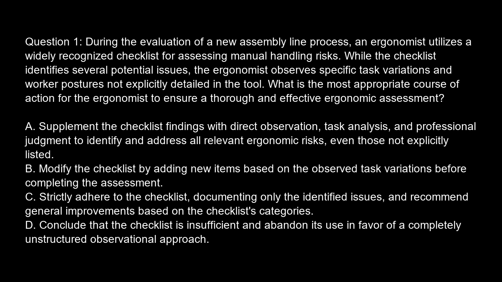Option A. Supplement the checklist findings with direct observation, task analysis, and professional judgment to identify and address all relevant ergonomic risks, even those not explicitly listed. Option B. Modify the checklist by adding new items based on the observed task variations before completing the assessment. Option C. Strictly adhere to the checklist, documenting only the identified issues, and recommend general improvements based on the checklist categories. Option D. Conclude that the checklist is insufficient and abandon its use in favor of a completely unstructured observational approach.